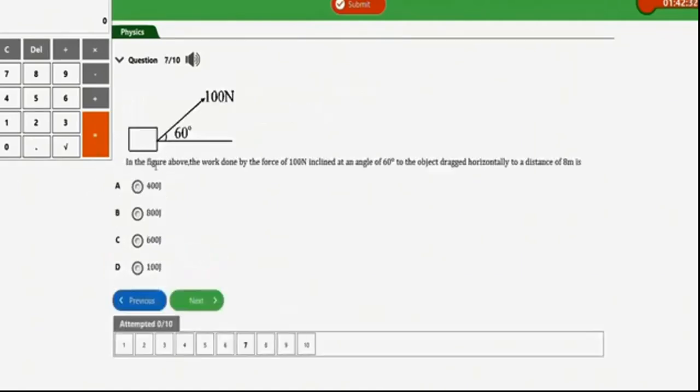So the next one I have here says, in the figure above, the work done by the force of 100 Newton inclined at an angle of 60 degrees to the object dragged horizontally to a distance of 8 meters is what? Okay, now the formula for work is force times distance, and we have an angle inclined at 60 degrees to the horizontal. It will be times cos 60 degrees.